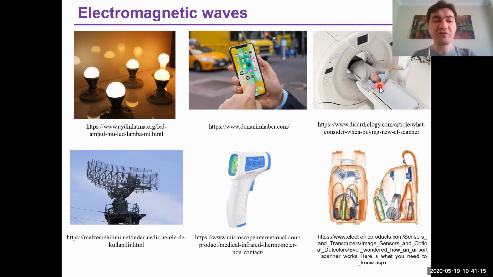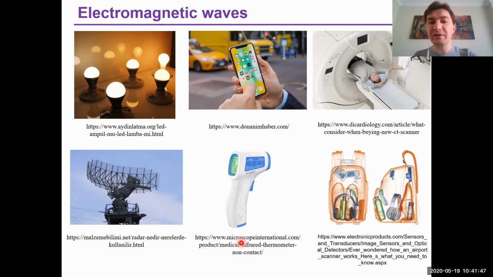So in addition to that, there are radars. Okay, they use radio waves to detect aircraft and ships. Of course, they have some limitations. So there are long-range radars and short-range radars. I will not go into detail. They also use electromagnetic waves.